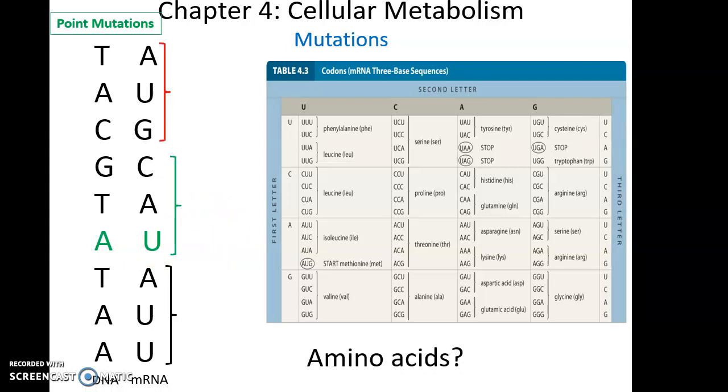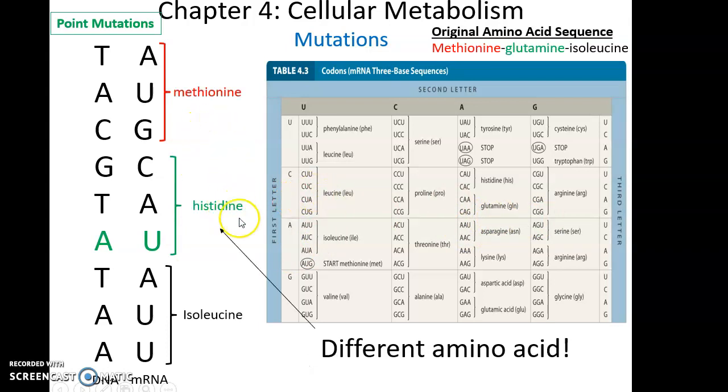Break it up into codons. We see the sequence. Here's the one that's now different. Figure out what the amino acids are. Hope you pause to do that. And then here are the resulting amino acids. Now our original sequence gave us methionine, glutamine, and isoleucine. This time we get methionine, histidine, and isoleucine. So we have a different amino acid, one amino acid change in the protein.